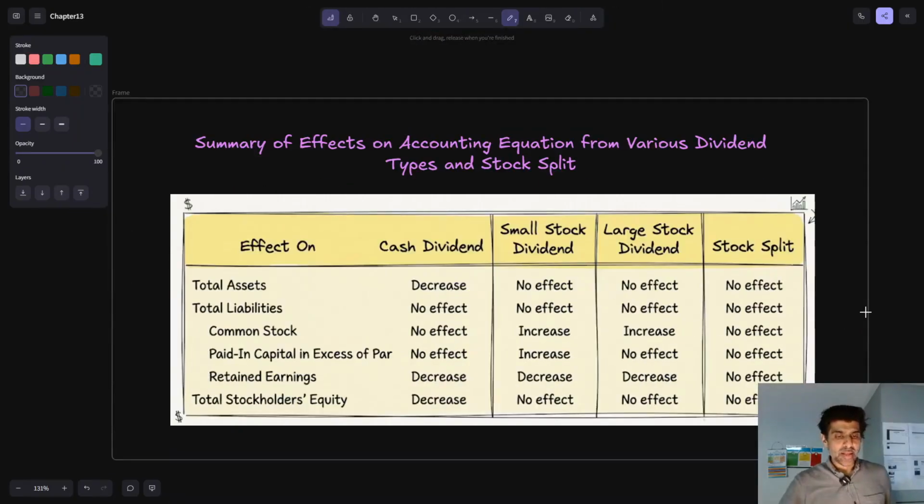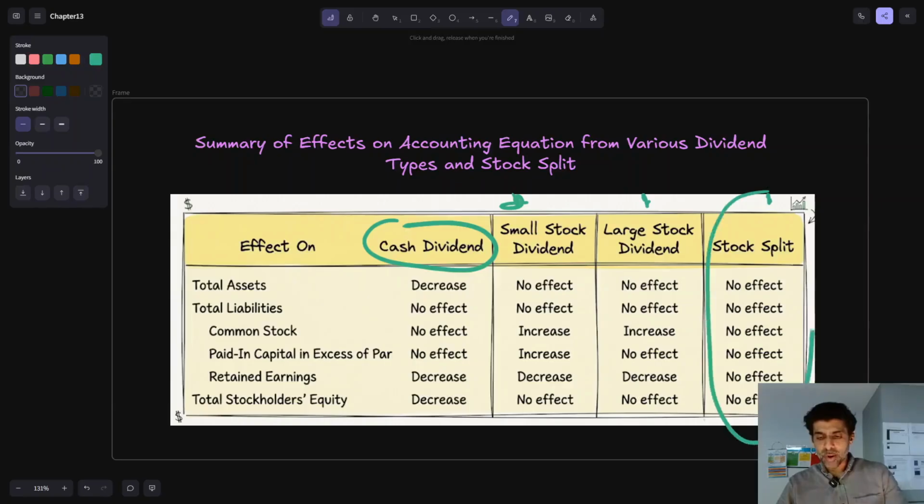Okay. So in summary, we have cash dividends, small stock dividends, large stock dividends, and stock splits. You can see the stock split has no effect on anything. It's purely changing the par value and increasing the stock. There's no change in any of the account balances.